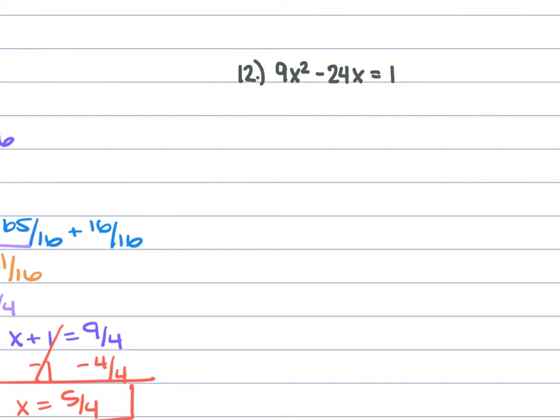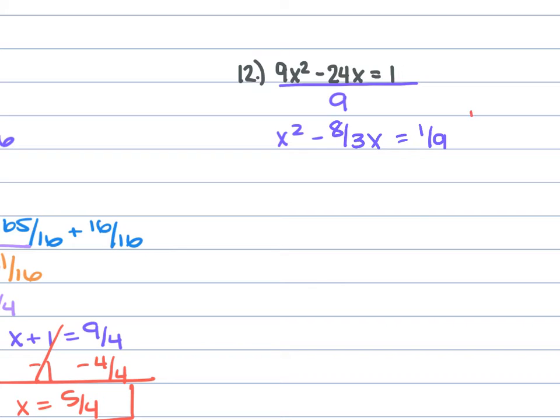For 12, we have 9x squared minus 24x is equal to 1. So I'm going to divide everything by that 9. So I'm going to get x squared minus 24 over 9, which is 8 over 3, x is equal to 1/9.